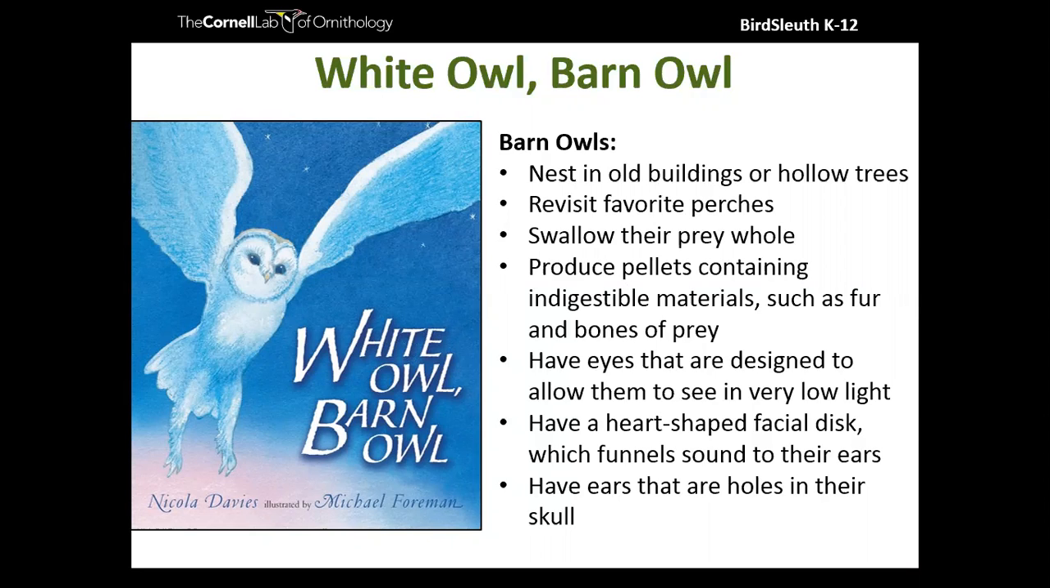So looking at information and relating the information from the book, like barn owls nest in old buildings or hollow trees. They revisit favorite perches. They swallow their prey whole. They produce pellets. They have eyes that are designed to allow them to see in low light. Their heart-shaped facial disc, as well as their ears, are holes in their skeleton, in their skull. So this is just a very simple and easy activity.